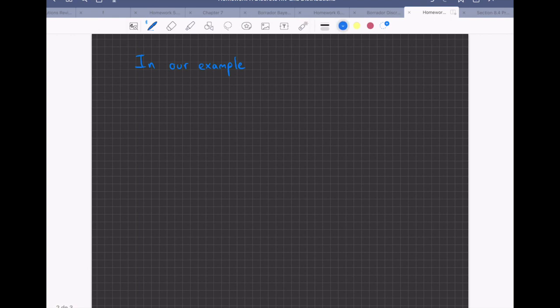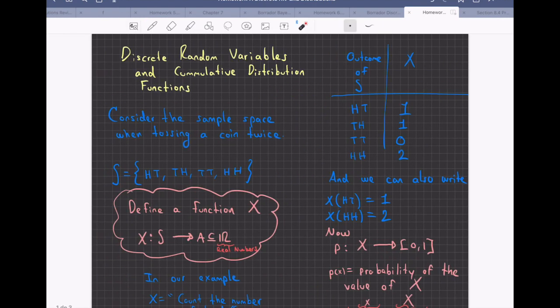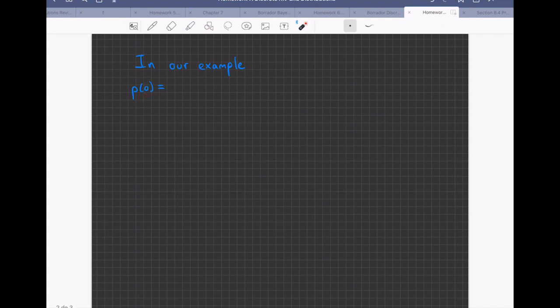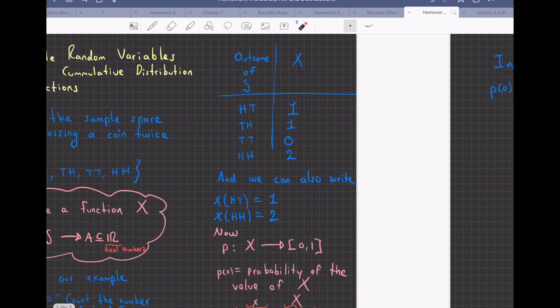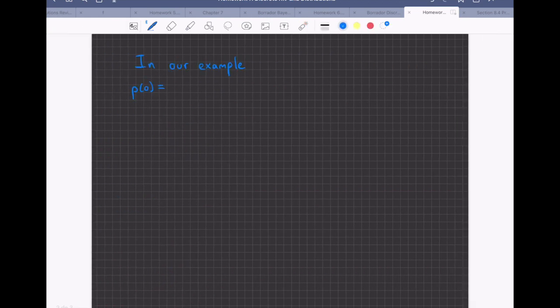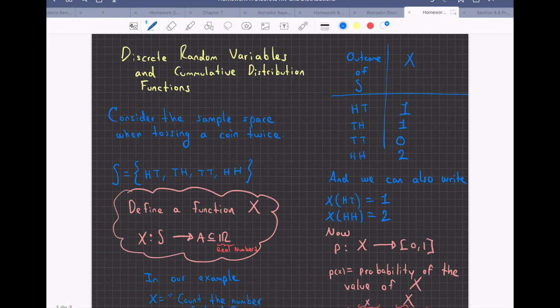What about if I apply this function, lowercase p, to 0? P of 0, what is the meaning of that? The meaning of p of 0, or p of x in general, is the probability of the value of capital X. In this case, the value for capital X is 0. And remember that all the values for x are 0, 1, 2. So this means that p of 0 is only the probability when x equals 0.